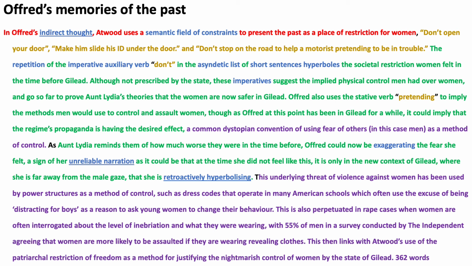Although not prescribed by the state, these imperatives suggest the implied physical control men had over women and go so far to prove Aunt Lydia's theories that the women are now safer in Gilead. Offred also uses a stative verb pretending to imply the methods men would use to control and assault women.